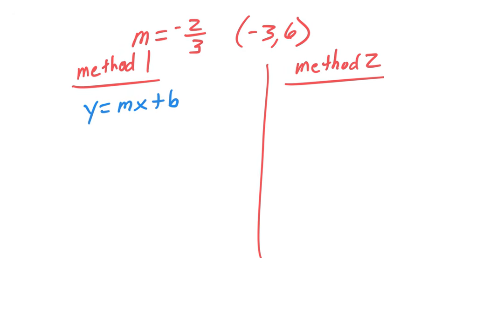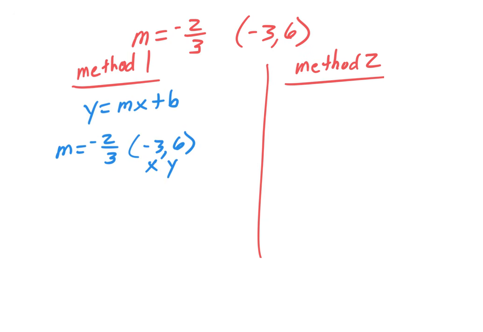So here's what we're going to do. My slope is negative 2 over 3. The point, negative 3, 6, is an ordered pair, and we know that all ordered pairs are x and y. So we have 3 pieces of information. We have m, we have x, and we have y. The only thing that I don't know in this equation is b.